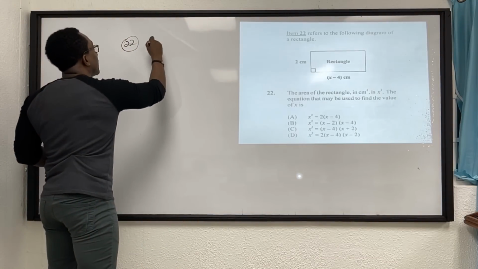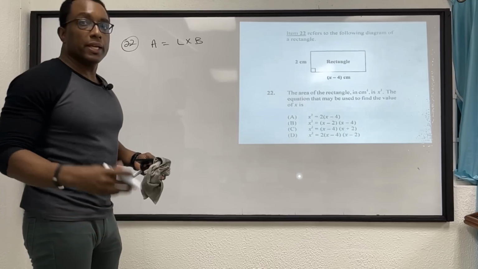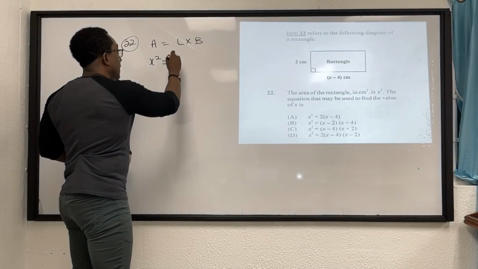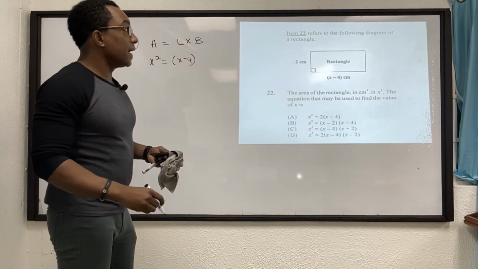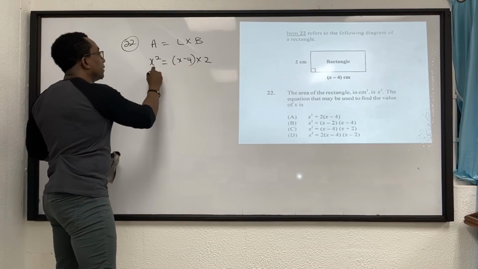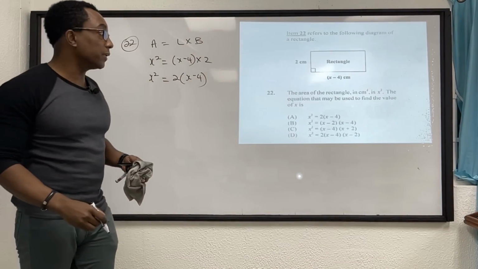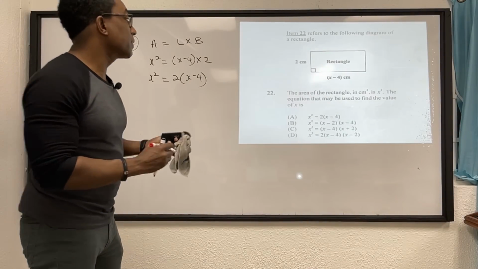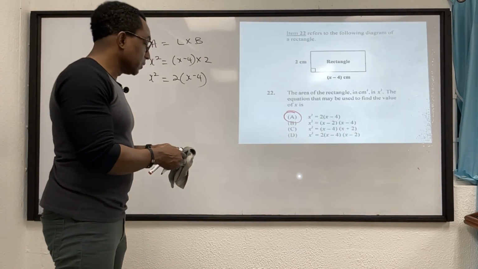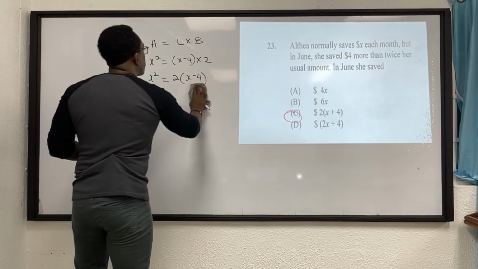So the area of a rectangle, we know it's what? Length by breadth or length by width. We know the area, it is x squared. We know the length, it is x minus 4, times the width, which is 2. And therefore, we can format this to be stated as 2 into x minus 4. Of course, x squared is equal to 2 into x minus 4. And your answer there for 22 is E. Let's move on to question 23.